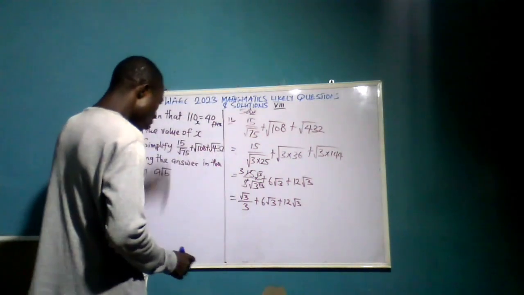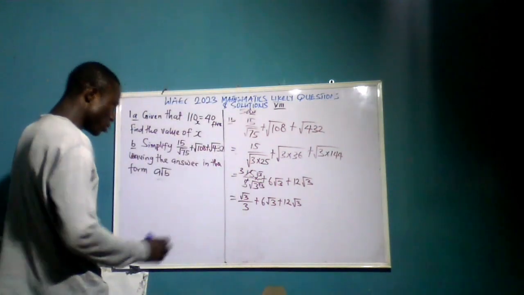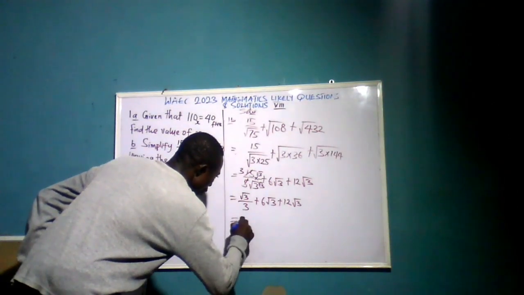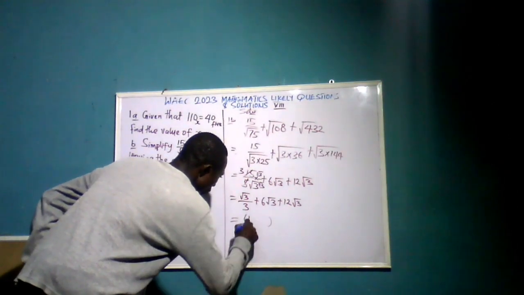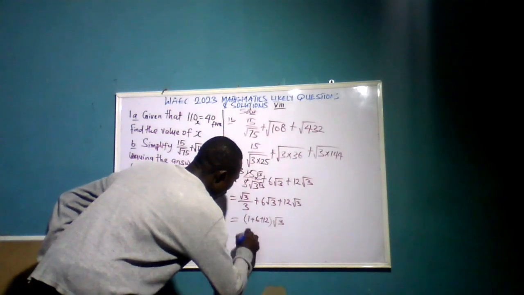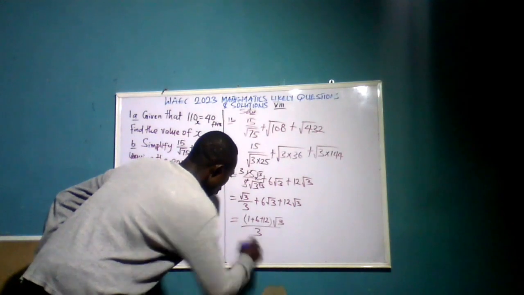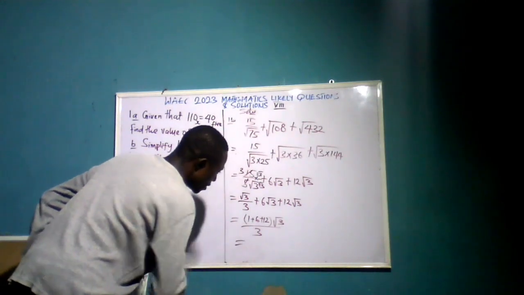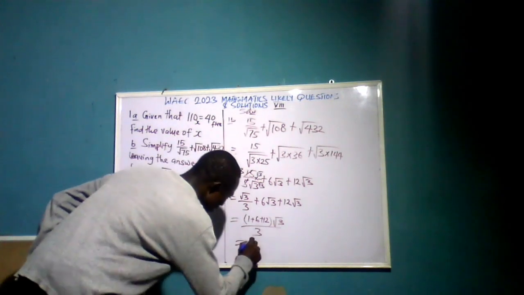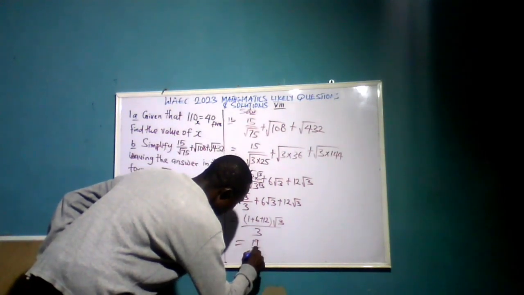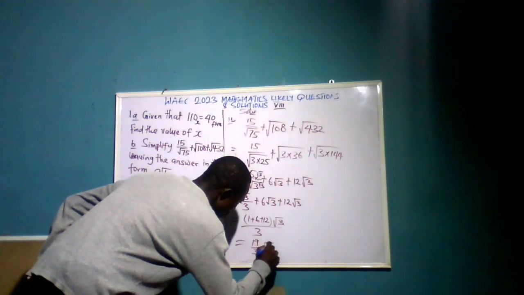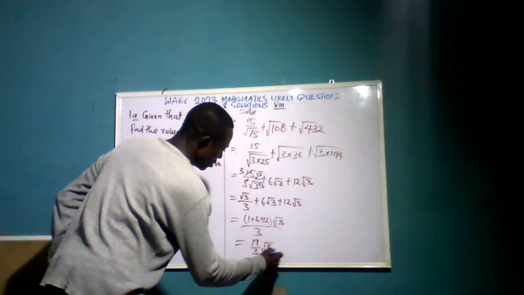And from here, what do we do? We factor out root 3. So if you factor out root 3, you'll have, in the bracket, 1 plus 6 plus 12, root 3 all over 3. So 1 plus 6 is 7, and 7 plus 12 is 19. 19 all over 3 root 3. So this is the answer.